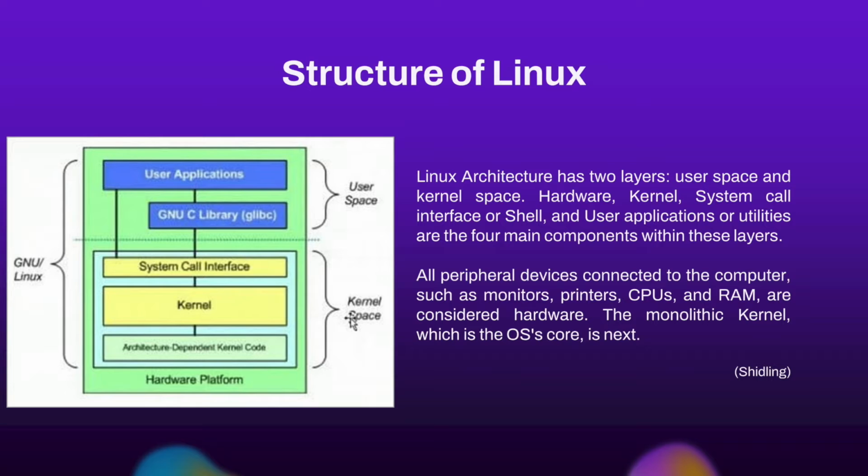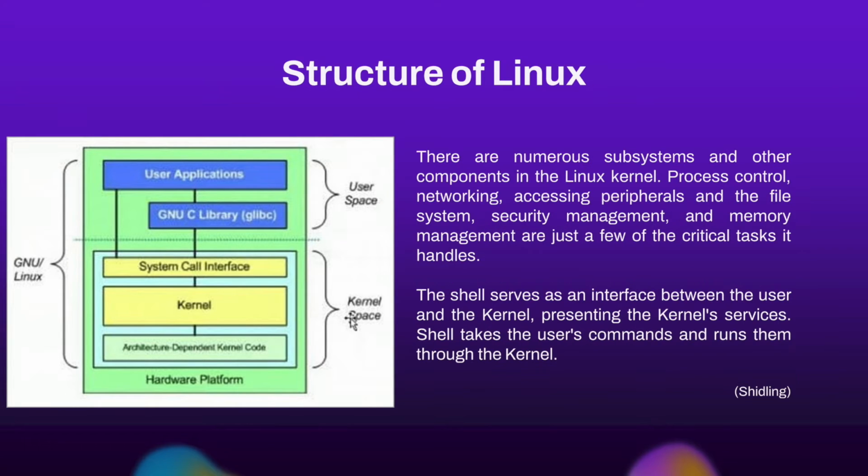All peripheral devices connected to the computer, such as monitors, printers, CPU, and RAM, are considered hardware. The monolithic kernel, which is the OS core, is next. There are numerous subsystems and other components in the Linux kernel. Process control, networking, accessing peripherals, the file system, security management, and memory management are just a few of the critical tasks it handles. The shell serves as an interface between the user and the kernel, presenting the kernel services.